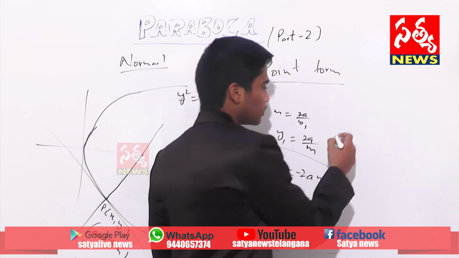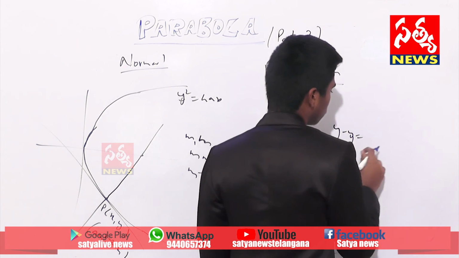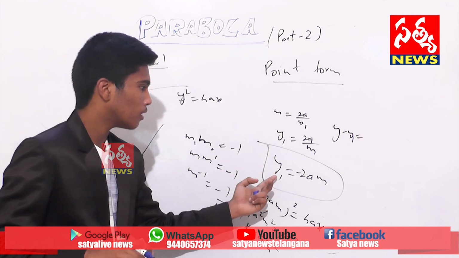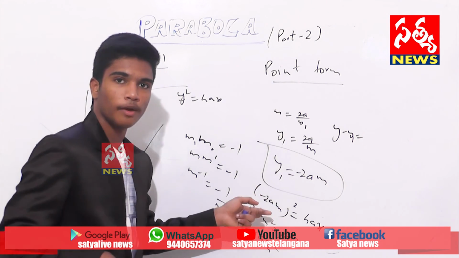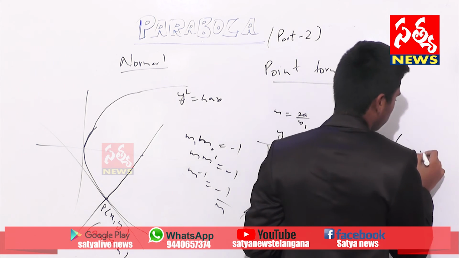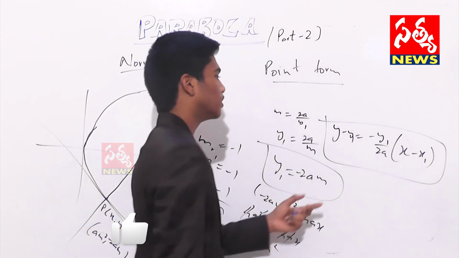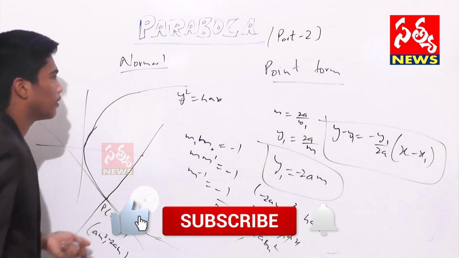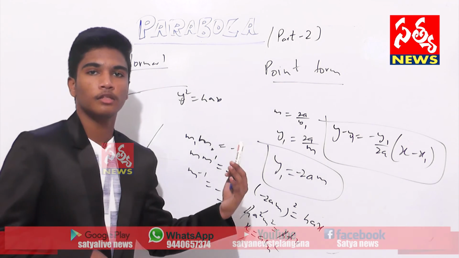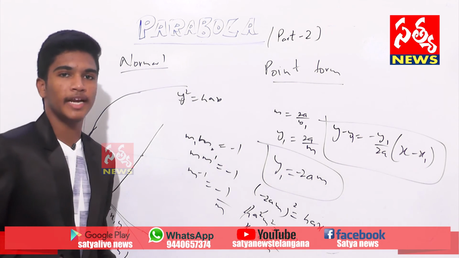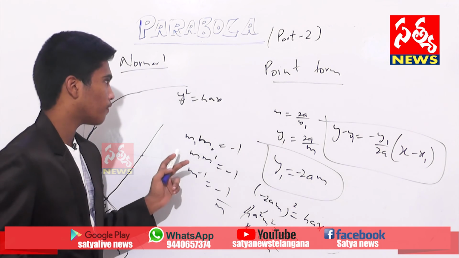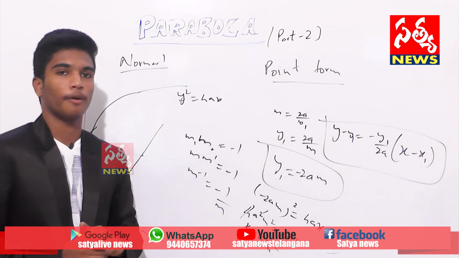And the point form will become y minus y1 is equals to m. What is m here? m is minus y1 by 2a. So, minus y1 by 2a into x minus x1. This is the point form of the normal of the parabola. And similarly, the parametric form, the parametric points are at square comma 2at, right? Put the values here. So we will get the parametric form of a normal to the parabola.